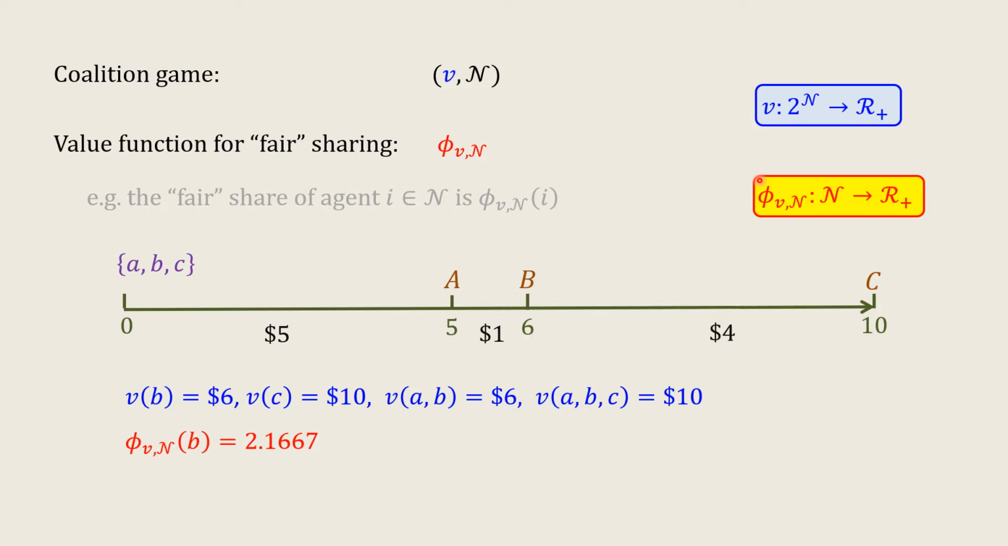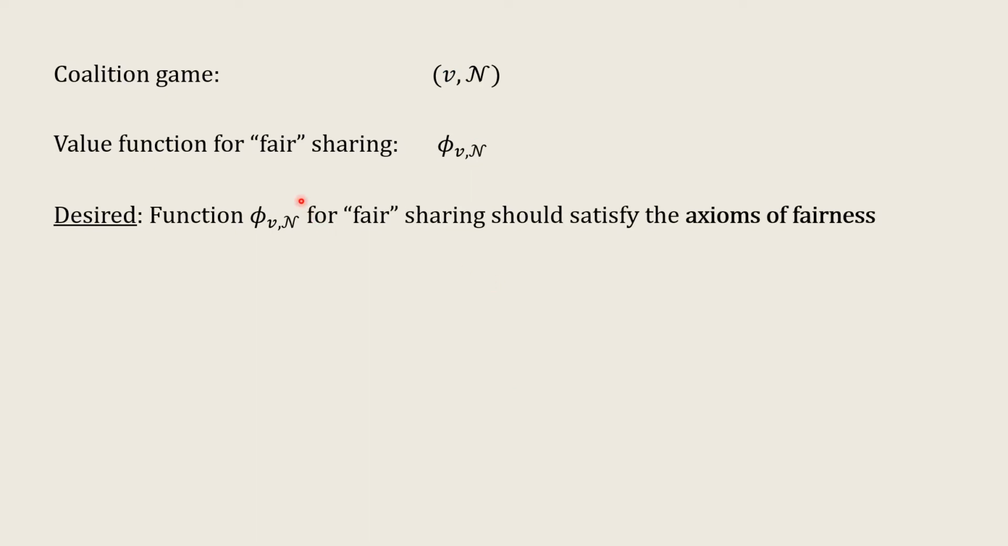Now, when I'm referring to this here, phi of B is the fair amount that agent B should pay when A, B, and C are sharing this taxi. What I refer to as quote unquote fair can be formalized in terms of the axioms of fairness, which is to follow. So we want this function phi to satisfy these four following axioms of fairness.